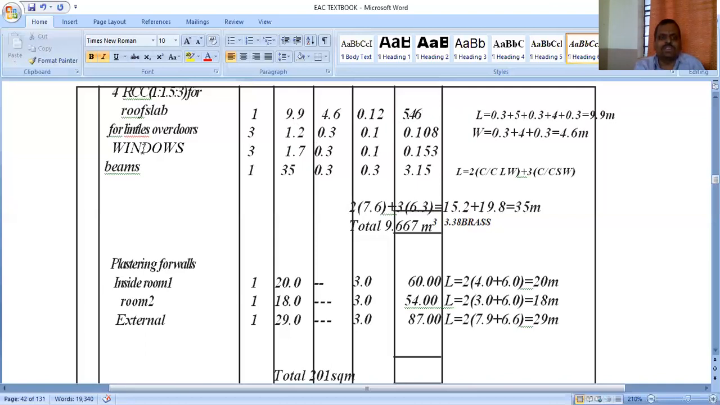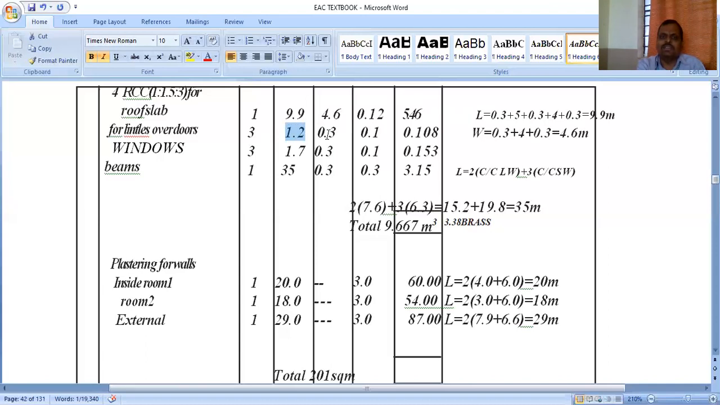Secondly, we'll go for the lintels over the doors and the lintels over the windows. How many lintels are there? The number of doors, no doubt there are 3 doors. So I have taken here 3 as the number, whereas the length of the door is 1 meter. But actually we are going to provide a 0.1 meter bearing on both sides. So 1 plus 0.1 plus 0.1 will be 1.2 meter, which we have taken here.